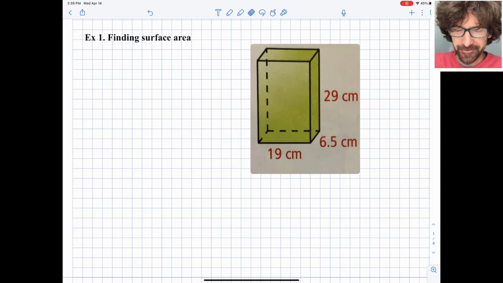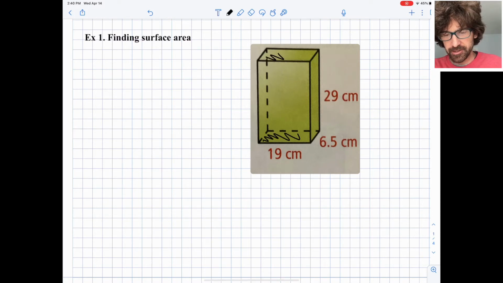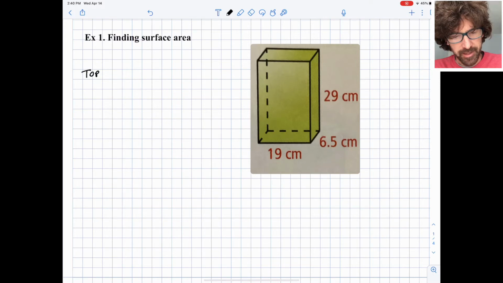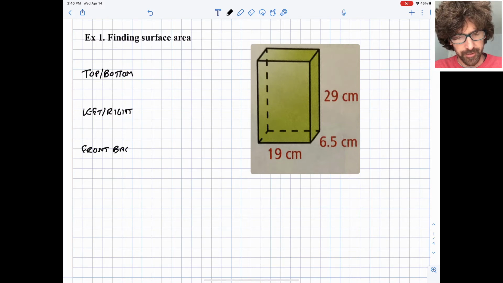So first we're going to find the surface area of this right prism. It looks like it's a rectangular prism because the bases are rectangles. There are some teachers, some books that ask you to memorize a formula for these. I don't. I just ask you to stay organized and keep track of what you're trying to find. So I like to label that I'm finding the top and the bottom, then the left and the right, and then the front and the back. And then we're going to add up all these areas.